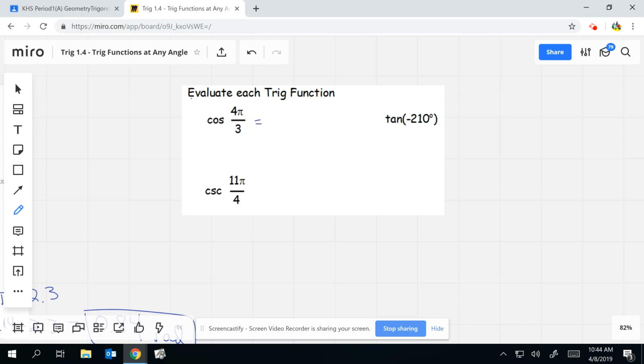So that one would just be one to practice. You could have found that on your unit circle as well. Found out where 4 pi over 3 radians is in the third quadrant, and look for your x value, which is negative a half.